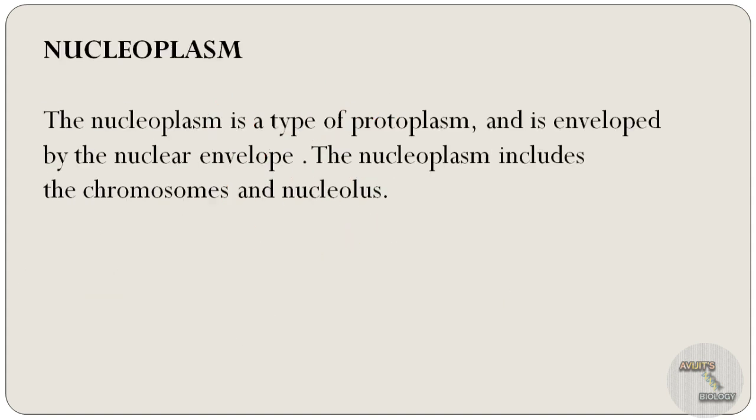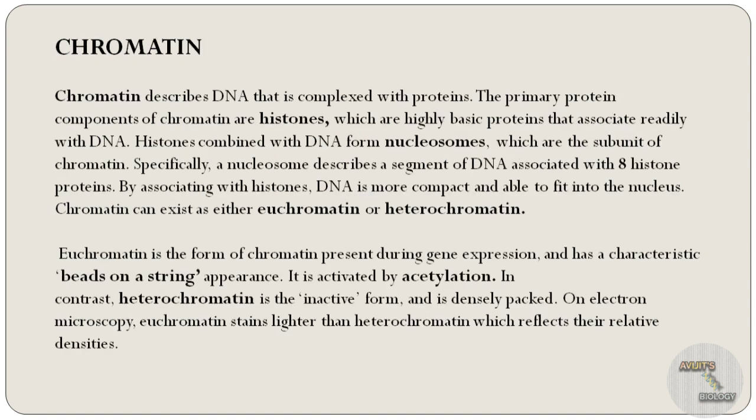Now next one is the nucleoplasm. The nucleoplasm is a type of protoplasm and is enveloped by the nuclear envelope. The nucleoplasm includes the chromosomes and nucleolus. You can say nucleoplasm is the cytoplasm of the nucleus. Now the last one is the chromatin.